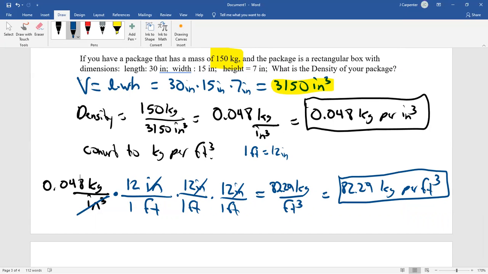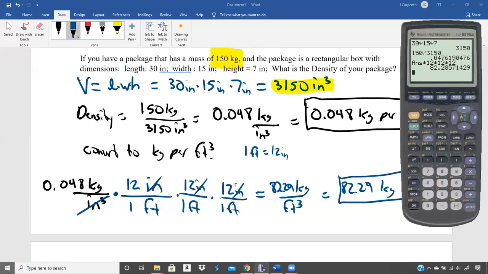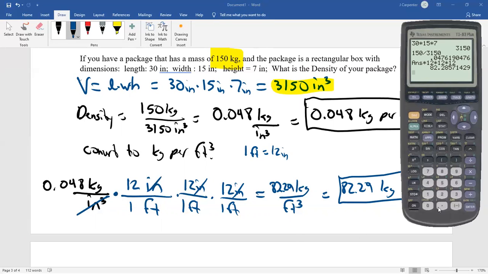Now, I said in this problem, I didn't use the 0.048 to multiply. I actually used the exact number in the calculator. Let me show you what we would have gotten if we did this with the 0.048. 0.048 times 12 times 12 times 12. And we get 82.94.